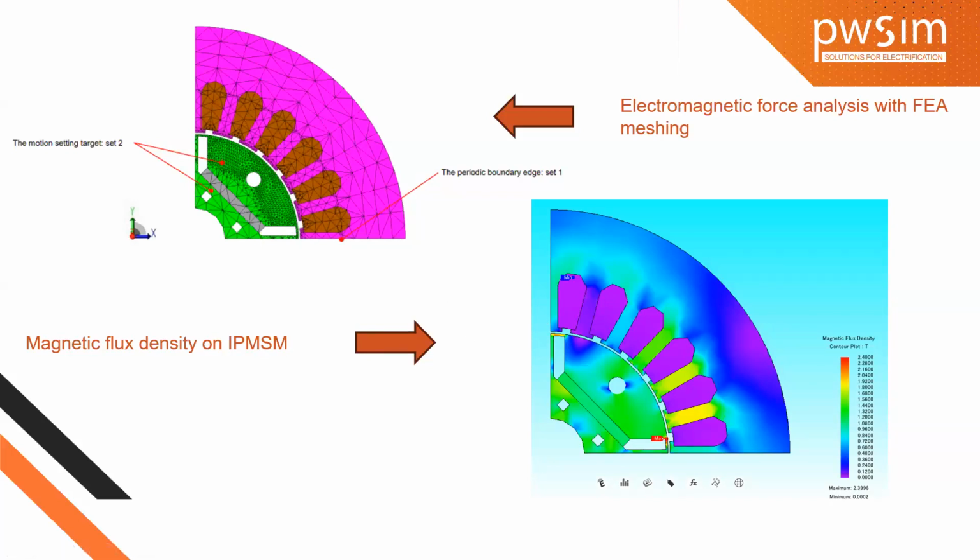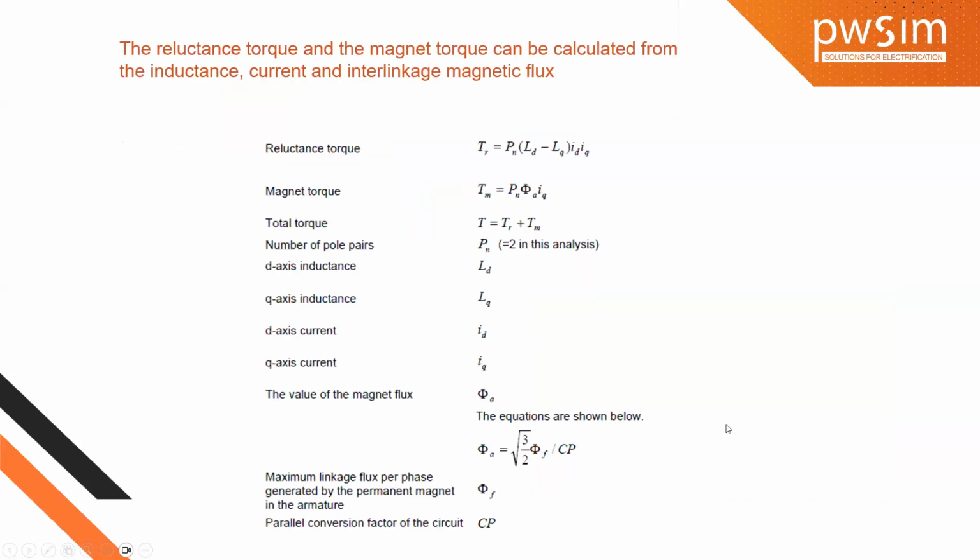magnetic flux. As I was discussing LD and LQ, LD is mainly with respect to the magnetic flux creation, and LQ with respect to our torque generation. We can observe, by running the magnetic flux density, how the magnetic flux is flowing at particular areas. For this analysis, we are using a set of equations. From this set of equations, we need to find the reluctance torque and magnetic torque. This total torque is the combination of reluctance torque and magnetic torque.